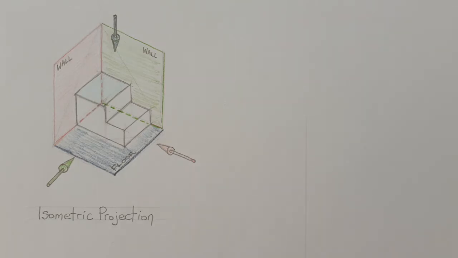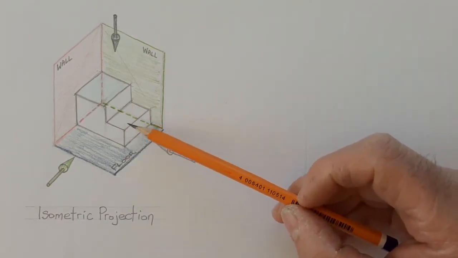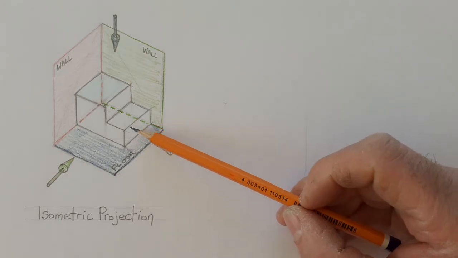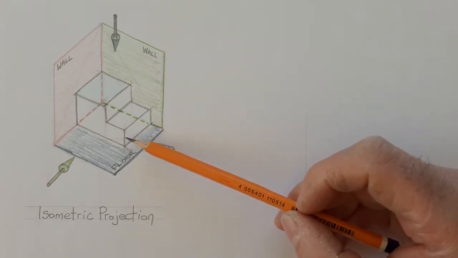So we're going to look at isometric projection, or axonometric projection, basically 3D drawing. Just a reminder on the difference between this type of isometric and the type of isometric drawing you would have done at junior cert.